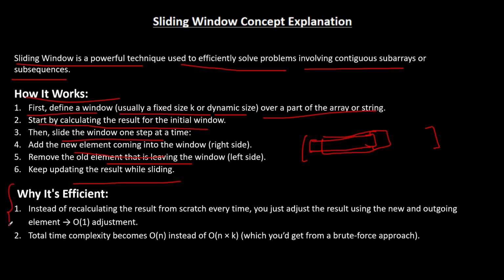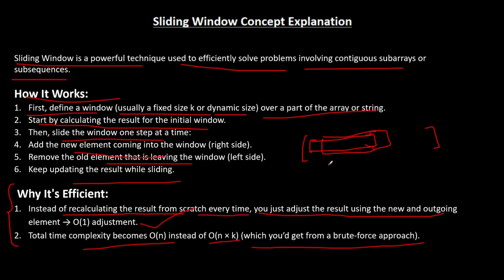Now, why is it efficient to use? Instead of recalculating the result from scratch every time, we just have to adjust the result using a new and outgoing element. That just requires O of 1 time. And the total complexity becomes O of n instead of O of n times k, which you get from the brute force approach. Brute force approach is basically you start from i, go till n, k is the size. Then again you start with i plus 1, and again you go through k elements, and this is how you go, right? So this boils down our complexity to O of n.